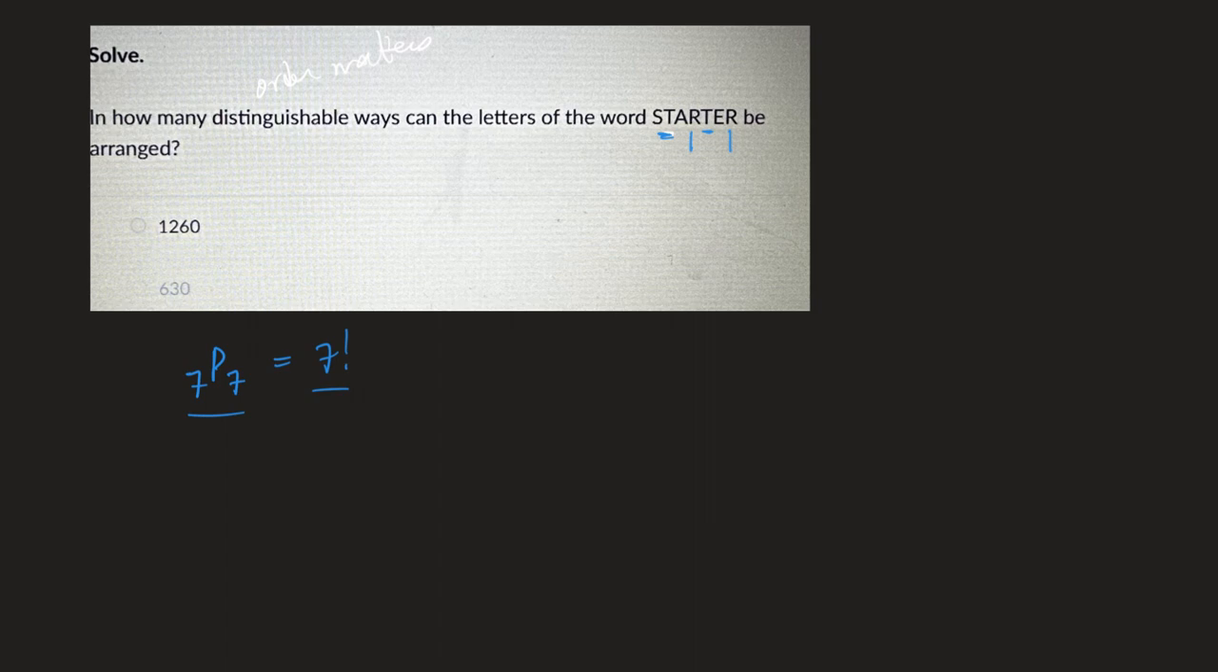And what you do is you just divide by how many are repeating. For starter, I'd say it's 7 factorial divided by, there's 2 T's, so I divide that by 2 factorial. That's for the T's. And 2 factorial for the R's.